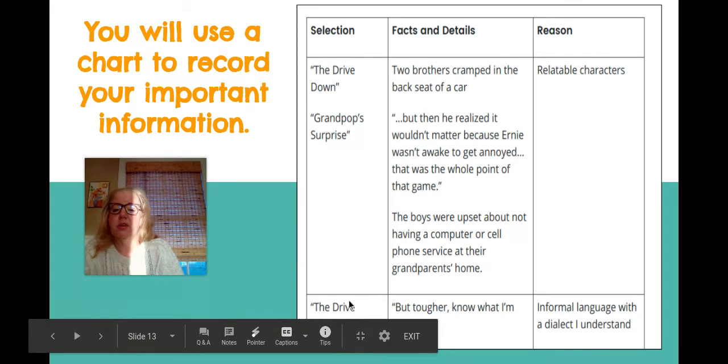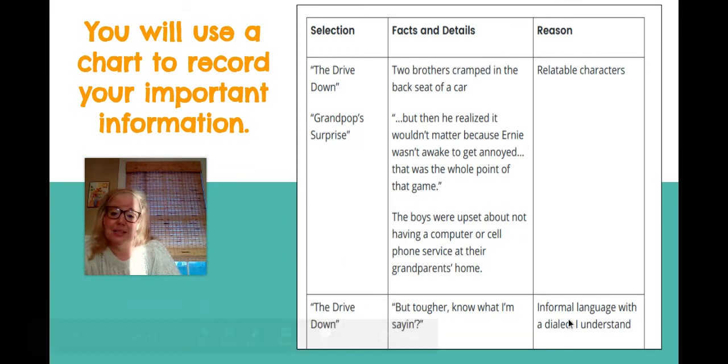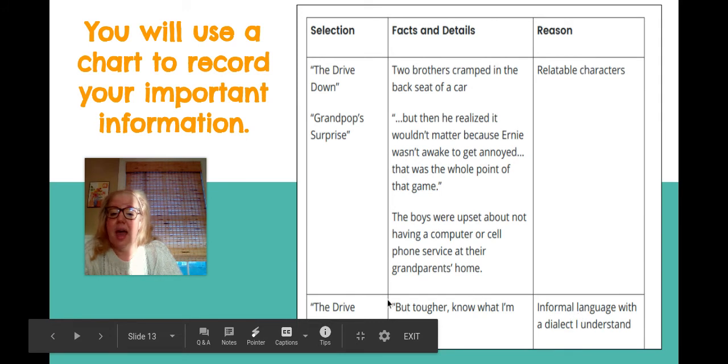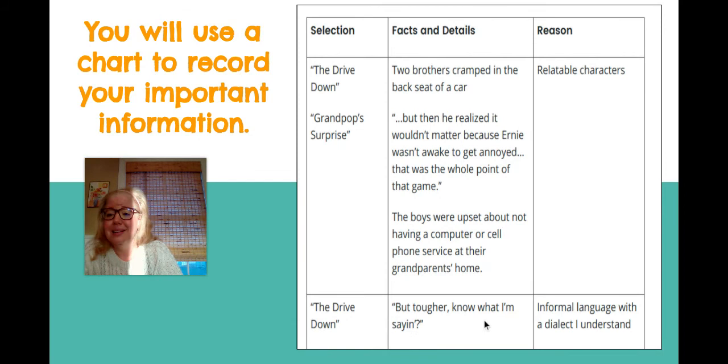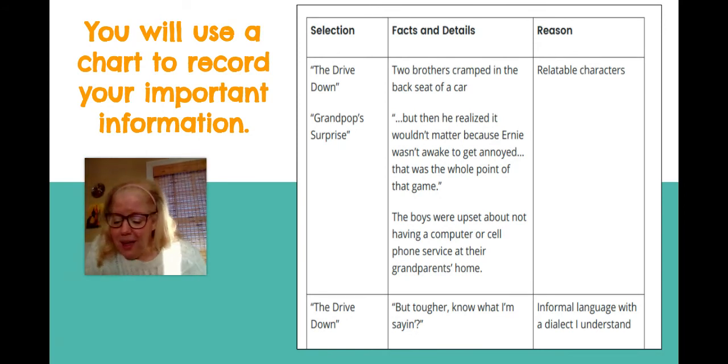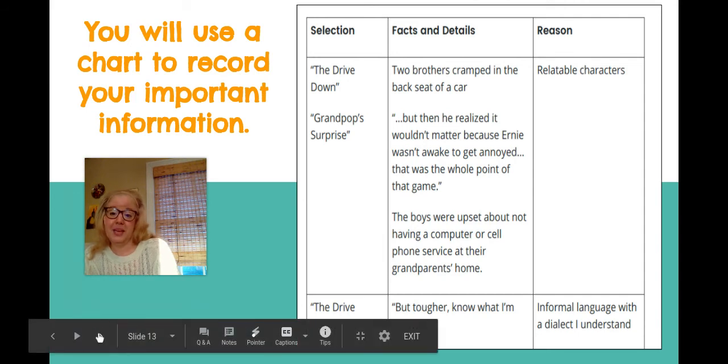Another reason I would give is that informal dialect. He writes in a way that I understand. And in The Drive Down, he says, "but tougher. Know what I'm saying?" That's how people talk, right? I'm moving out of the sunbeam. Okay. That's the way people talk. They talk in that more informal way, and that makes more sense. I think kids would be able to read that and understand it.